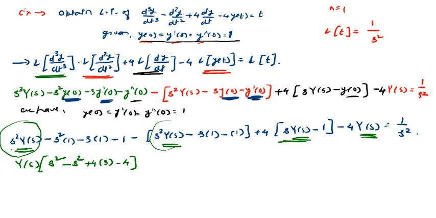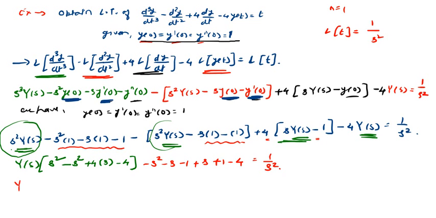Now collect the remaining terms. These are the remaining terms: minus s square, minus s, minus 1, and the minus sign is outside, so this will be minus minus plus s, and minus minus plus 1. This will be 4 into minus 1, that will be minus 4, and it is equal to 1 by s. Now just try and solve this. This is equal to 1 by s square.